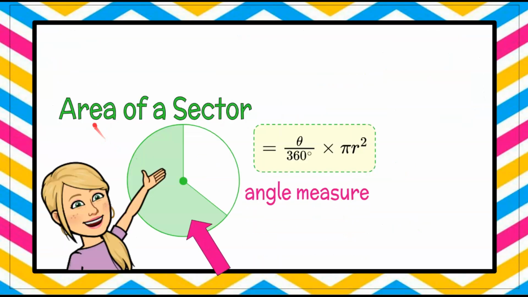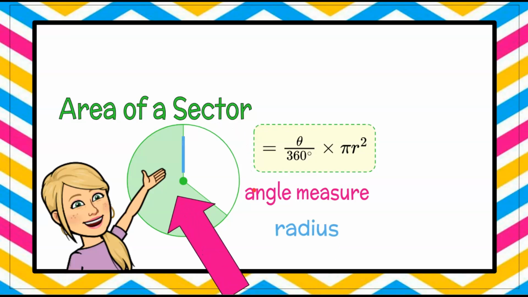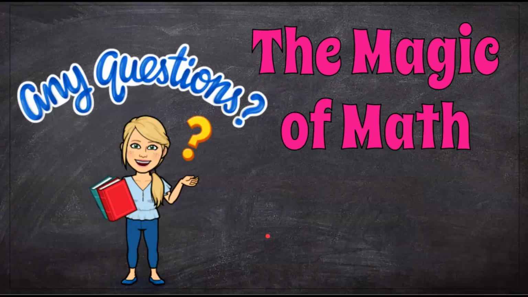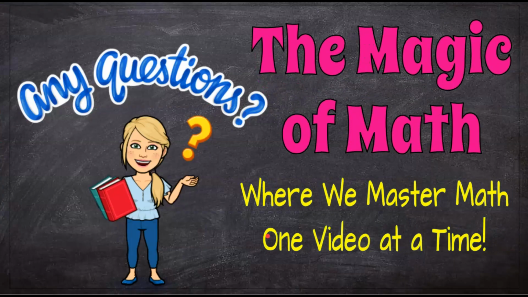And that is how we use this formula to find the area of a sector with its angle measure and the radius.